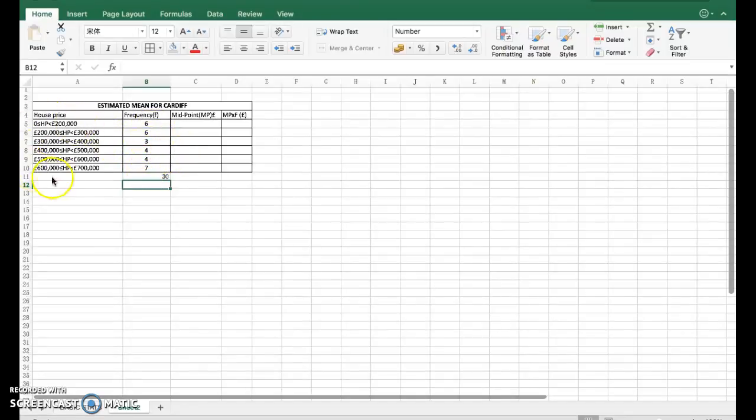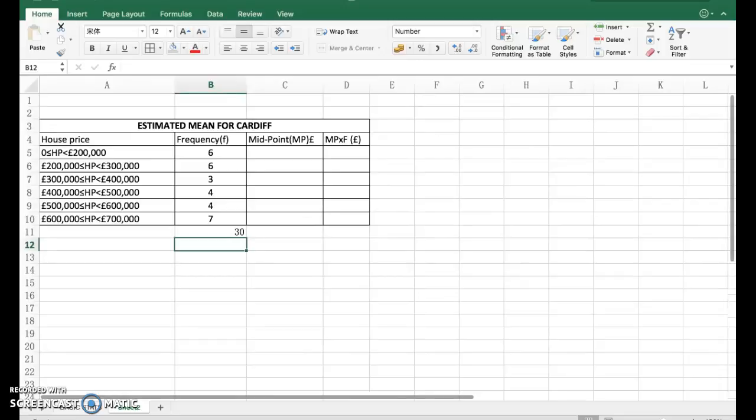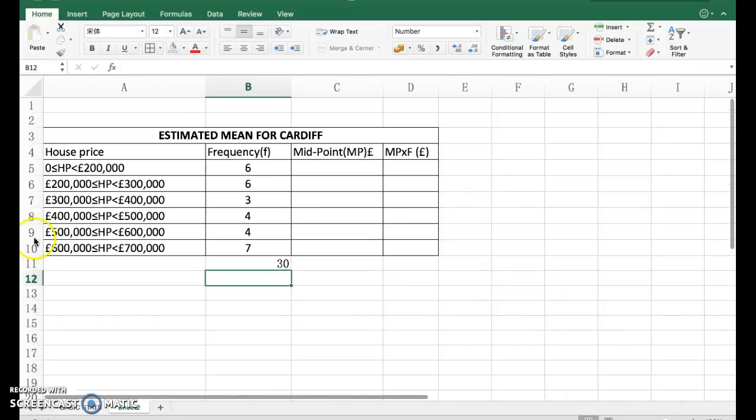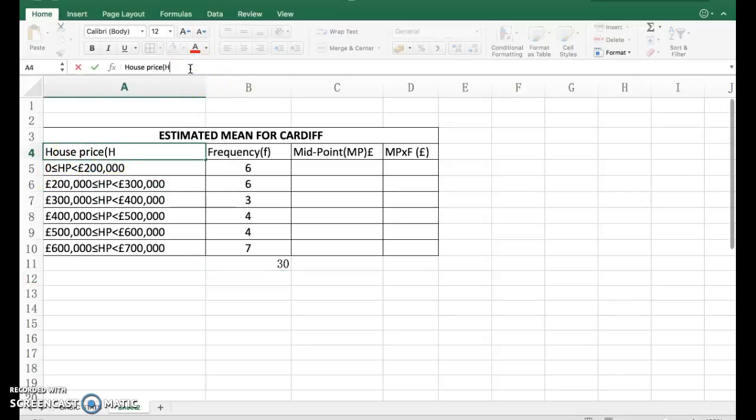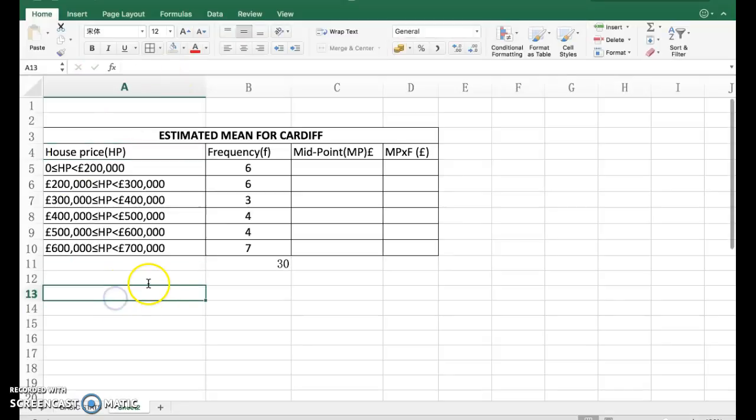What I've done is I've grouped them. This complicated looking stuff over here is grouped data. All that means, with these funny little symbols, is that HP stands for house price. So I'm going to pop that up in there just so we can see. I'm just looking through the 30 pieces of data and looking at how many of these houses fall between naught, which obviously is not going to happen, and less than 200,000. It doesn't include 200,000. It's less than 200,000. So if the house was £199,995, it would be in here.